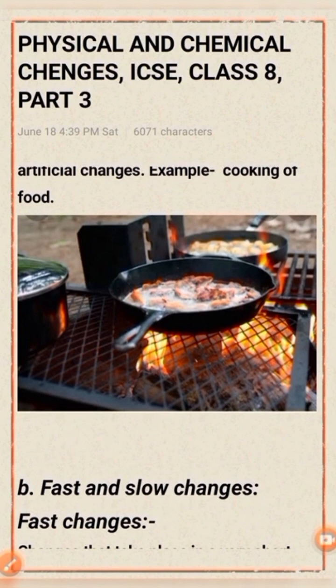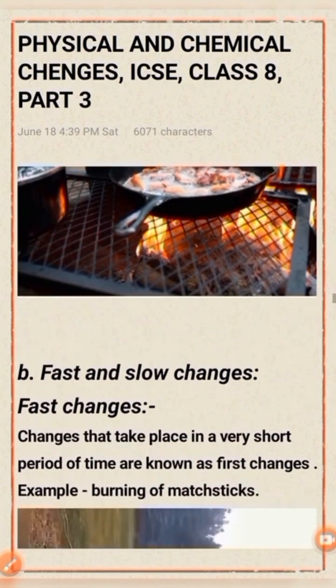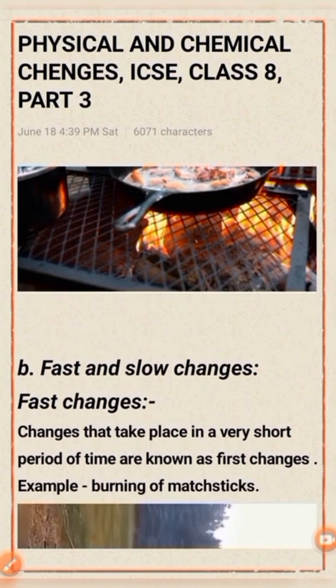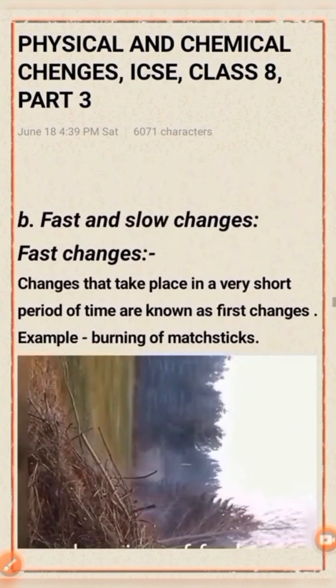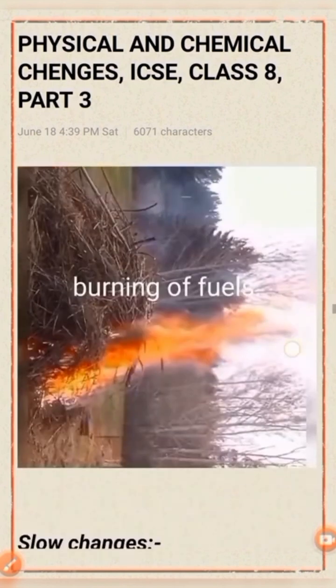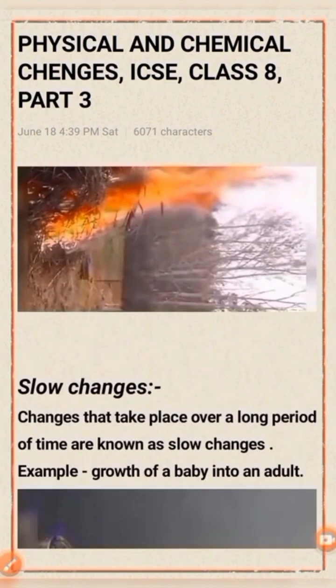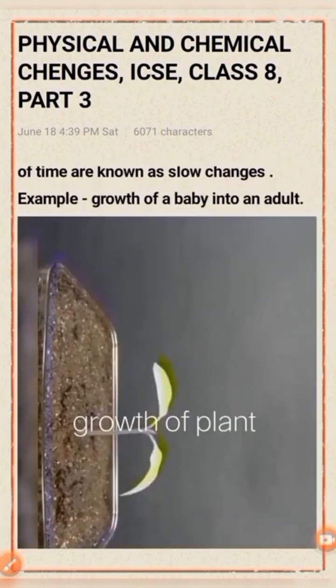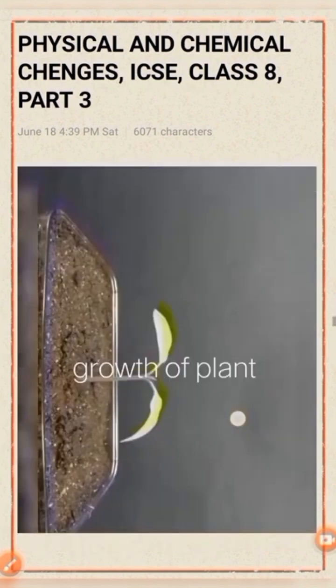Next difference: fast and slow changes. Fast changes: changes that take place in a very short period of time are known as fast changes. Example, burning of matchsticks. Show the video of burning of oils. Next, slow changes: changes that take place over a long period of time are known as slow changes. Example, growth of a baby into an adult. Show the video of the growth of a plant.